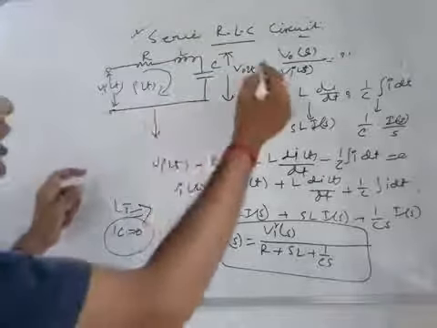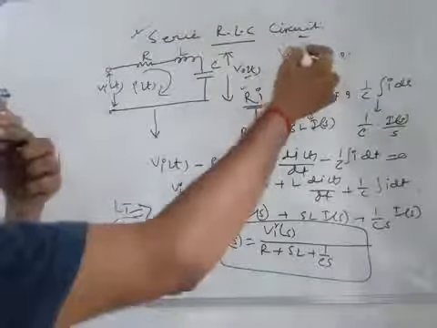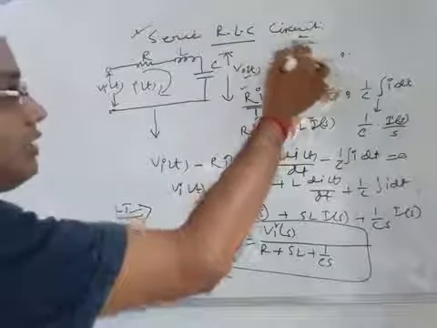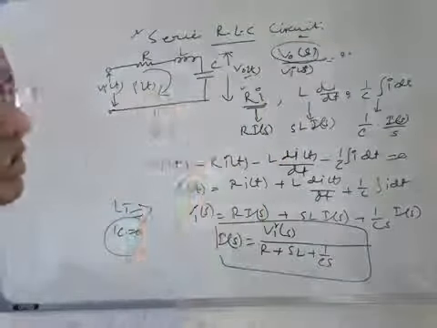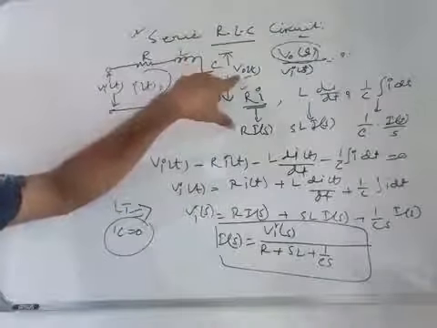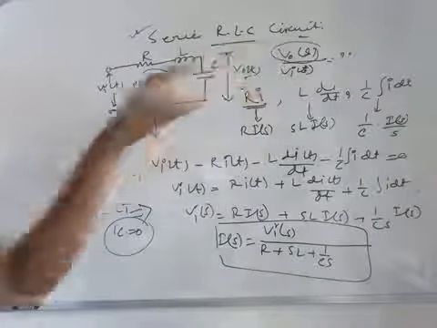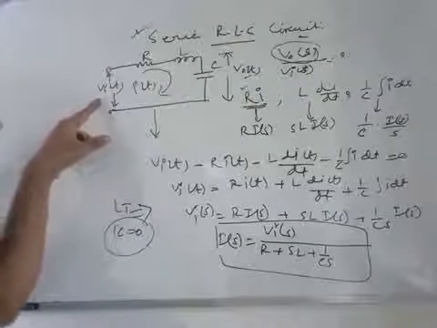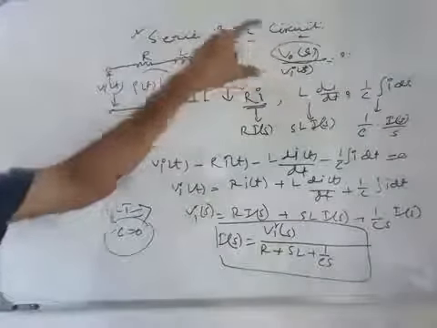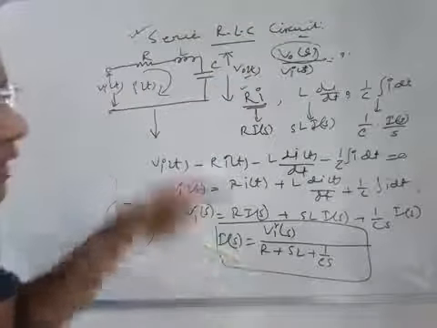So this is your V0(t). Now V0(s) by Vi(s), what is this? V0 is nothing but the voltage drop across the capacitor. That is the Laplace transform of V0(t), that is your V0(s), and this is Vi(s). So V0(s) by Vi(s) will give you the transfer function for the particular system.